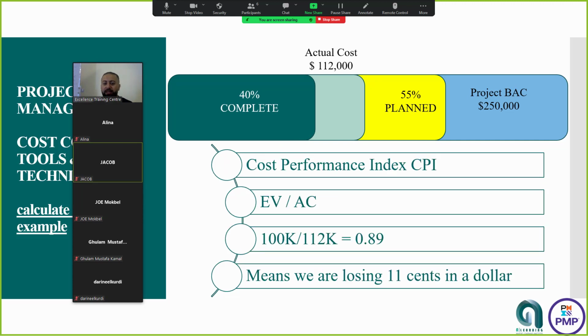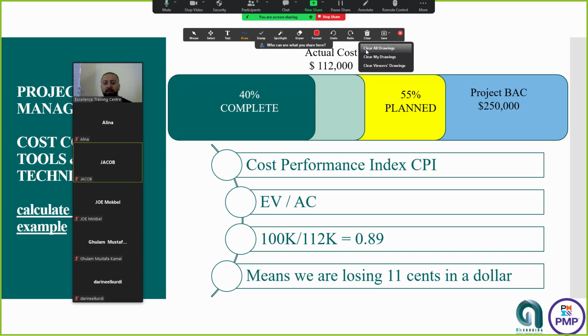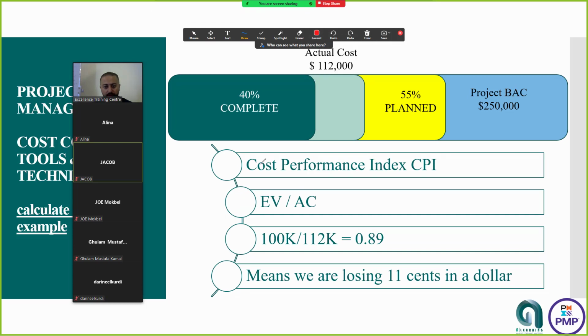So the cost performance index equals the EV divided by the AC. 100K calculated, 112 calculated, we have it less than 1, which means negative impact on the project, and means we are losing 0.11, which is 11 cents in each dollar, or $11 in each $100. That's the meaning of this number. Cool?